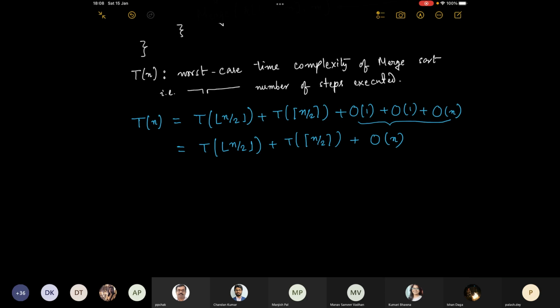Like test it for 1, 2, 3, and try finding out the pattern. Correct. That's one approach. Test it for 1, 2, 3, and so on. That can also be a possible first approach. Any other first approach?